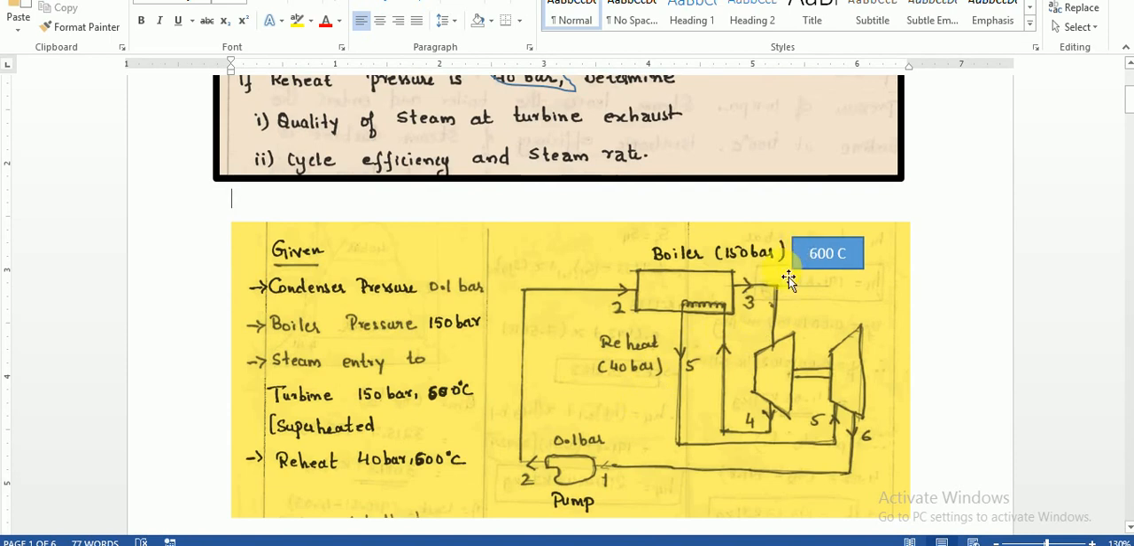So in the boiler, the steam will flow from the boiler into the first turbine, that is the high pressure turbine. Then it gets expanded till 40 bar. So the pressure after expanding from 3 to 4 will be 40 bar. Now this 40 bar pressure steam is again taken and it is reheated to 600 degrees Celsius.